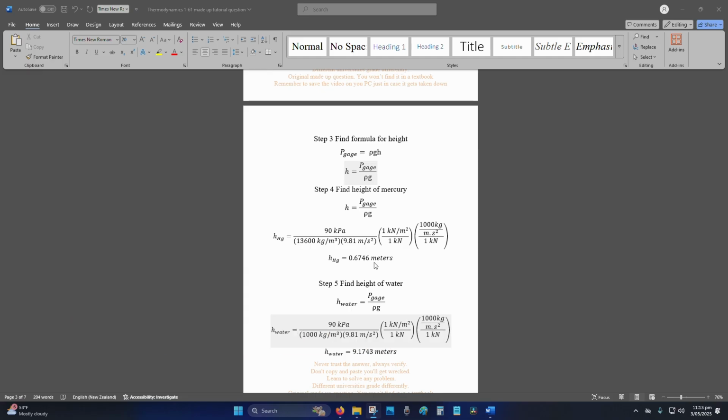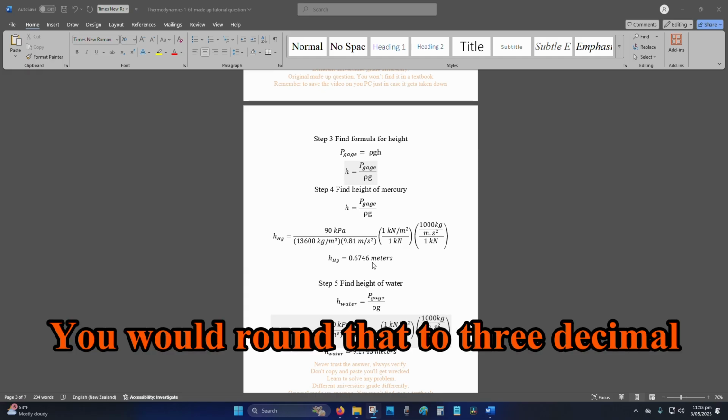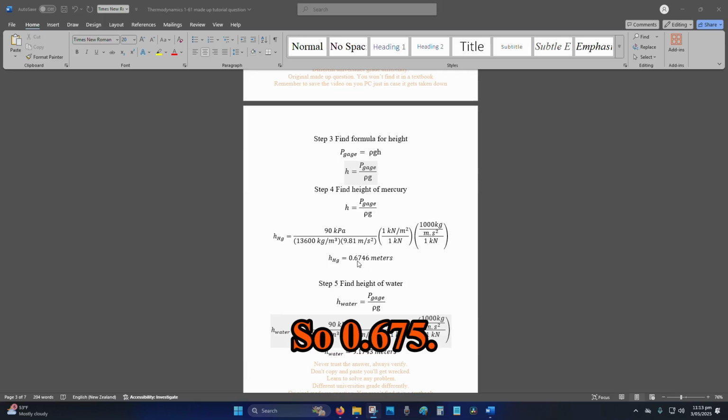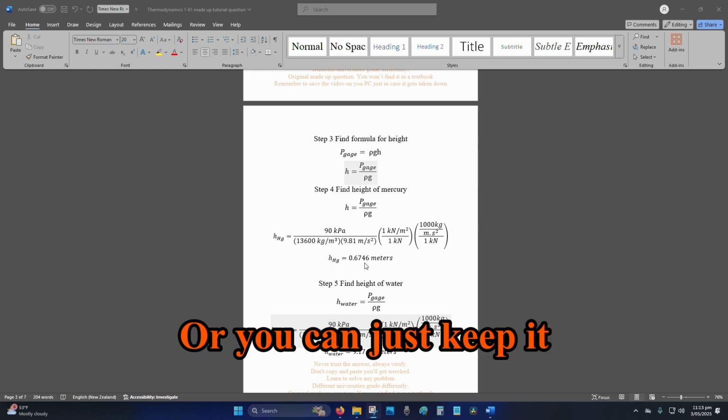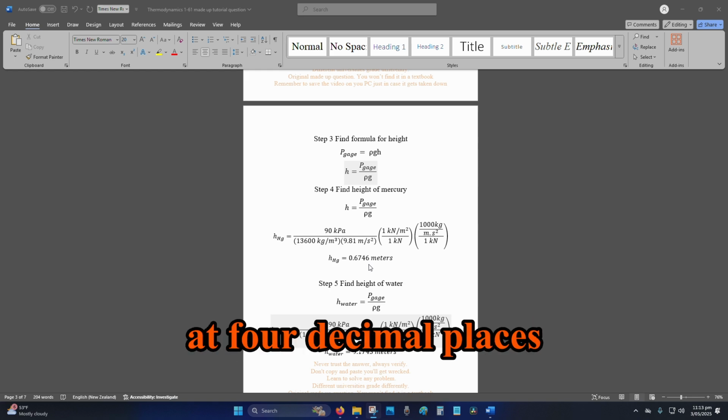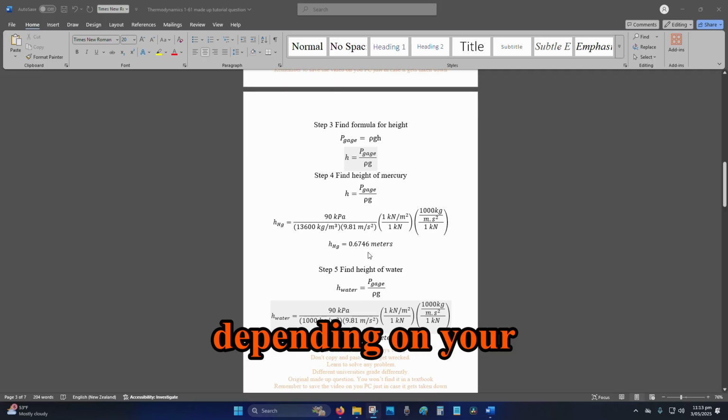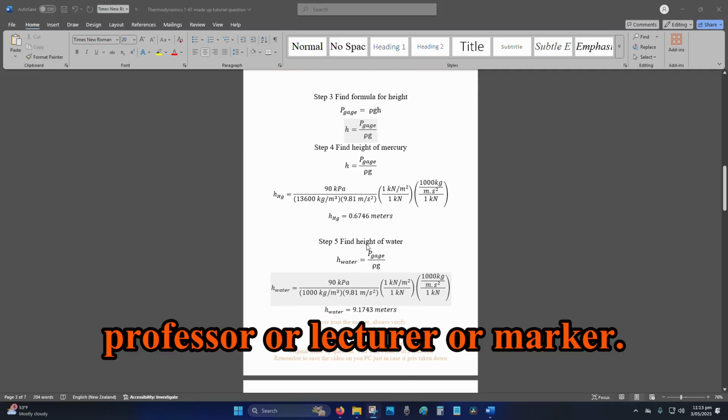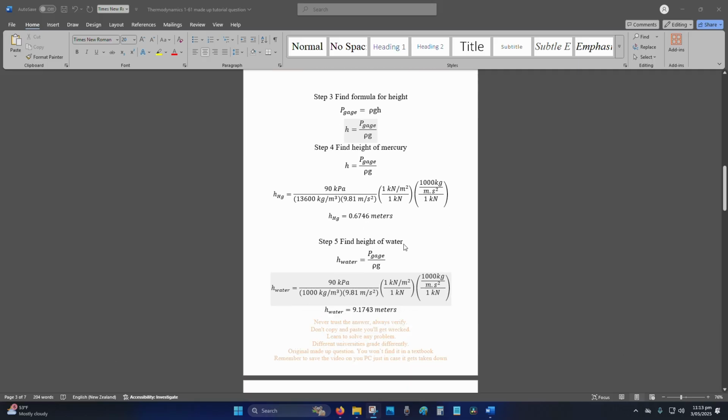0.6746 meters. You would round that to 3 decimal places if you want to, so 0.675, or you can just keep it at 4 decimal places depending on your professor or lecturer or marker.